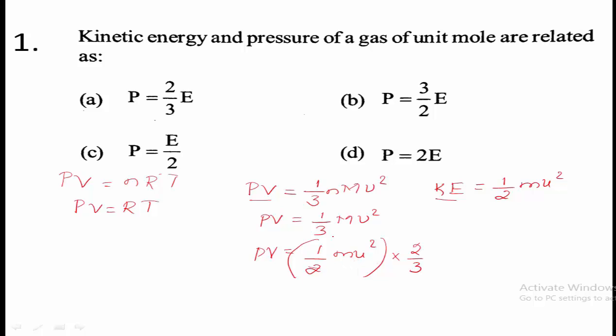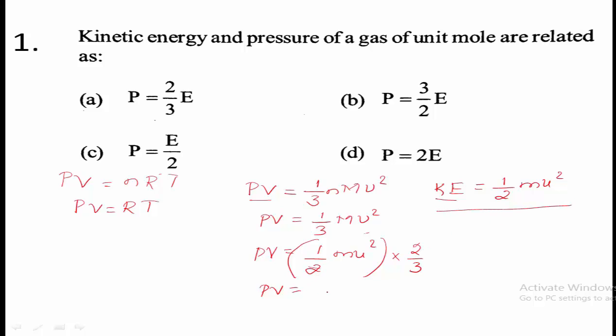You get the same answer, 1 by 3 mu square. Okay, so I have just written it in another form by adjusting. Now PV is equal to 1 by 2 mu square. What does this mean? It is nothing but kinetic energy.